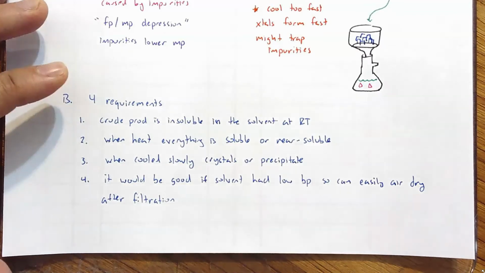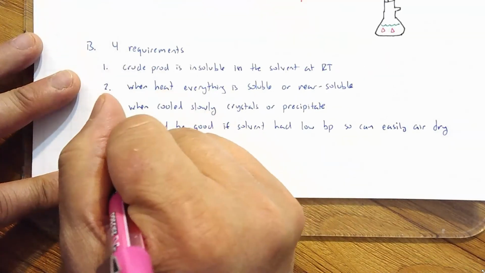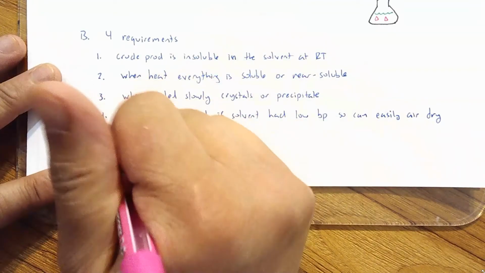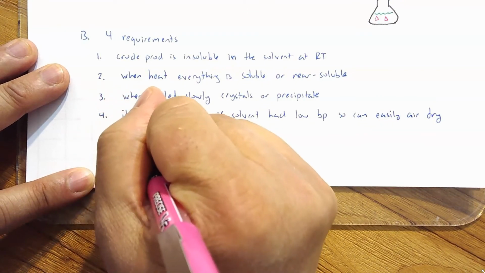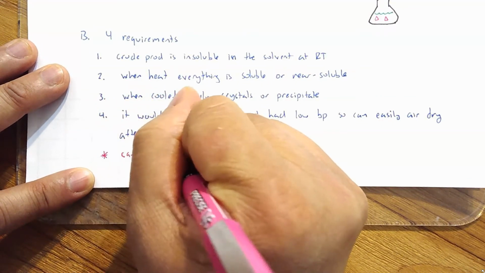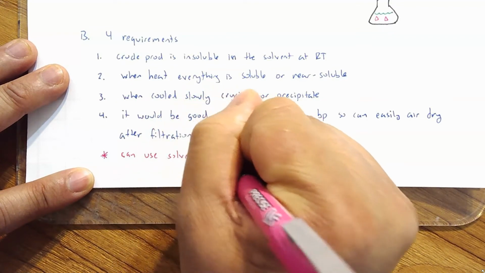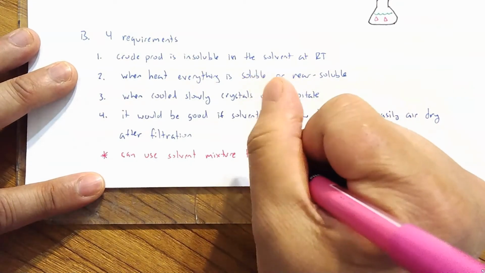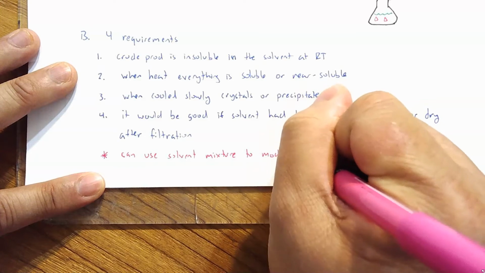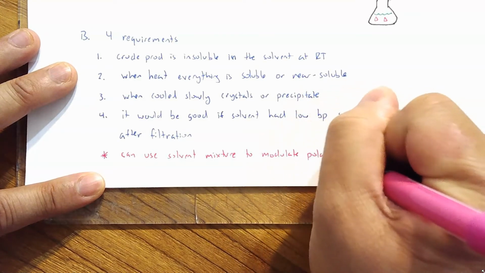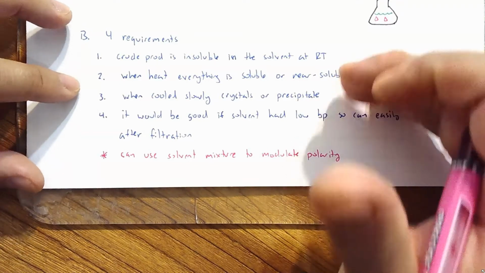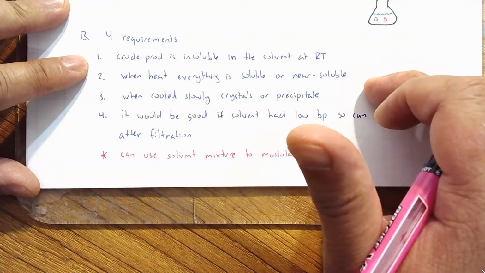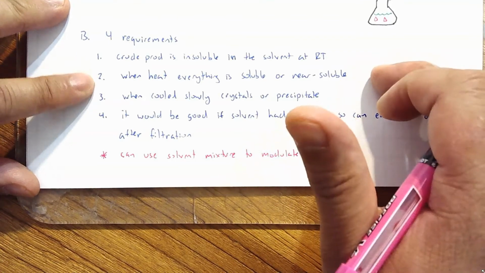Now, just a little trick. You could have solvent mixtures to try to match these requirements. It doesn't have to be a pure solvent. You can use solvent mixtures to modulate the polarity. By modulating the polarity, you can change the solubility of a solid in cold, room temperature, or hot solvent. You could tune it.